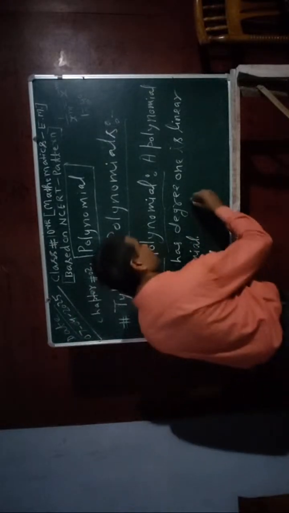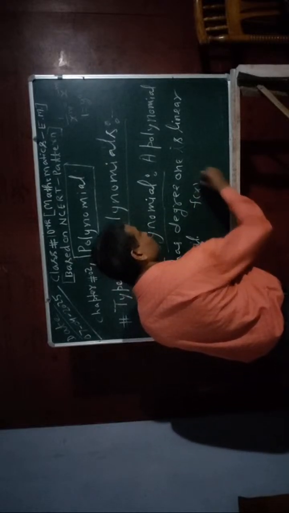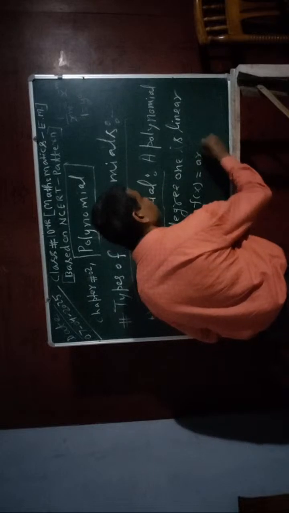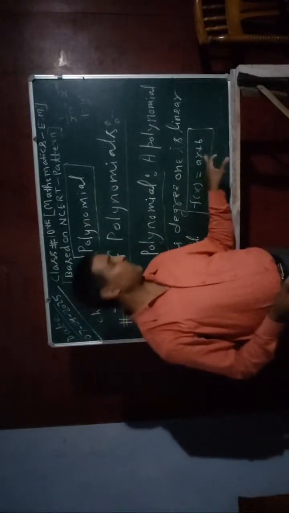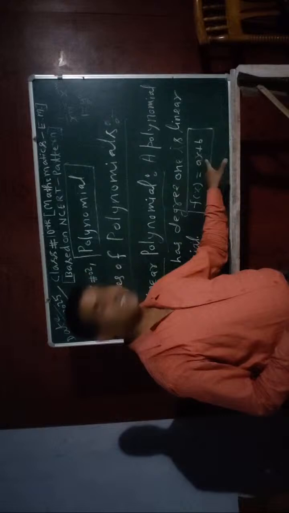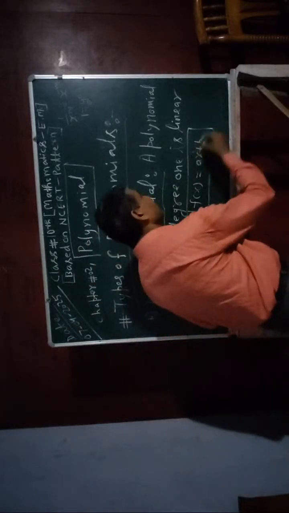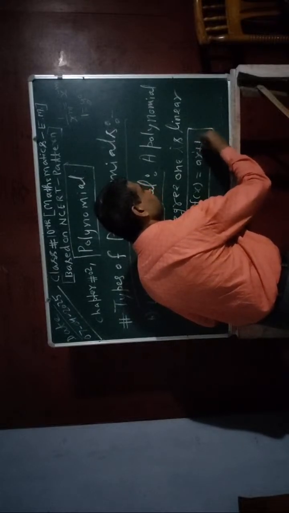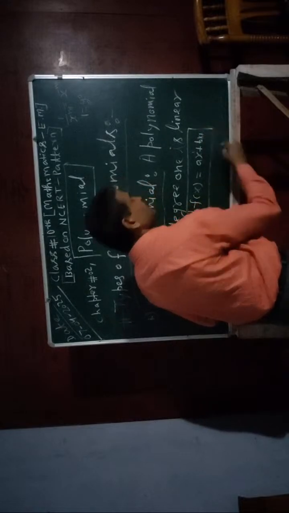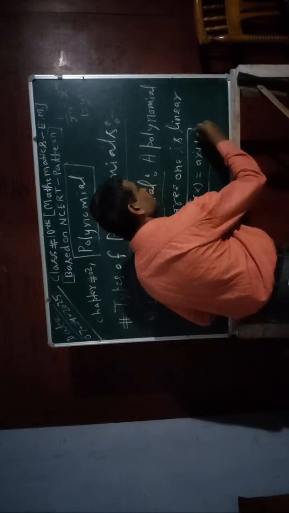Suppose that in the general form I have written f of x is equal to ax plus b. This is a linear polynomial because it has maximum power 1. Here, in place of b, I can write b times x to the power 0.